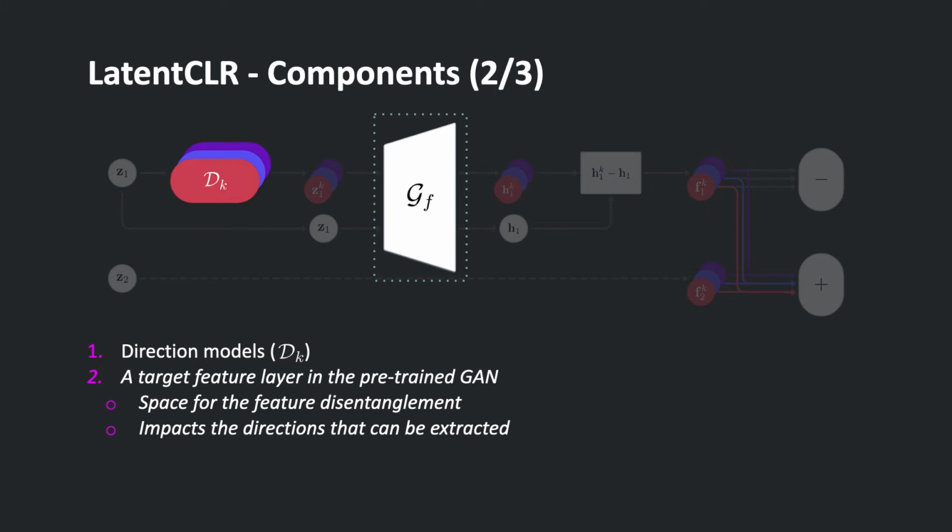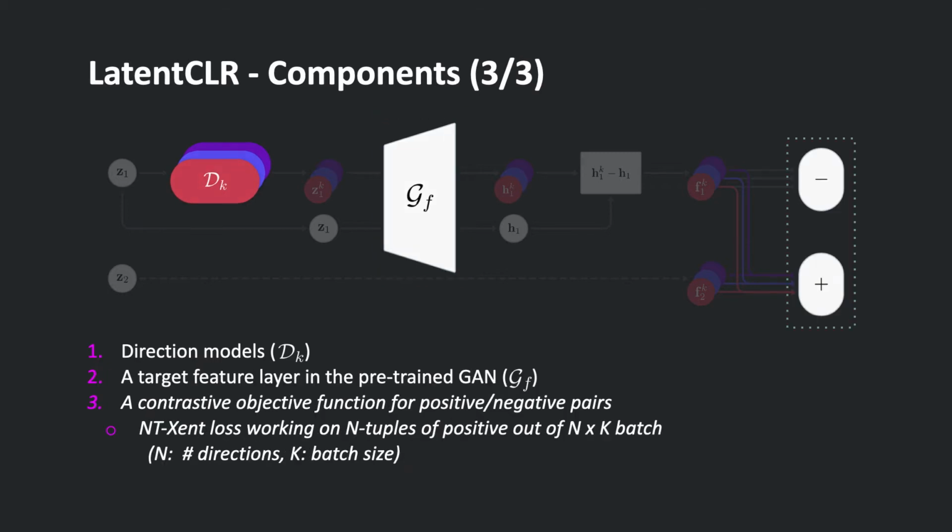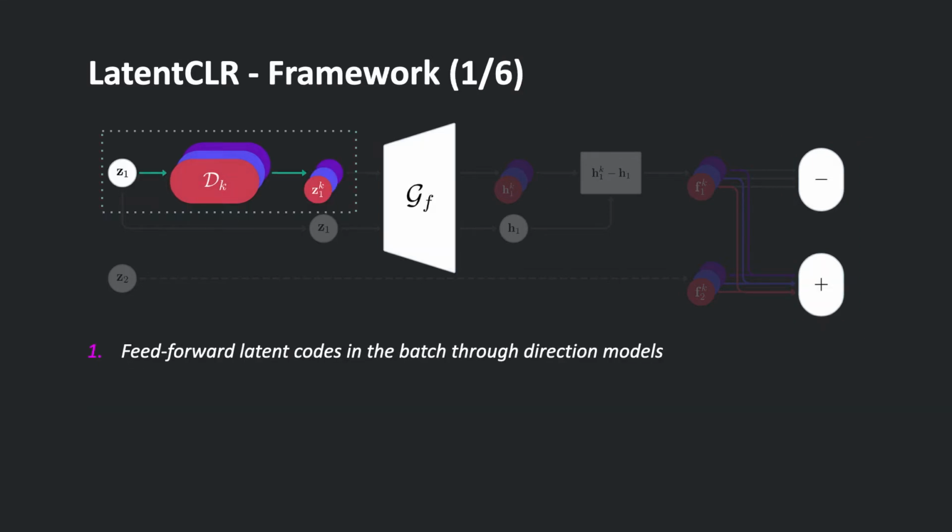Second is the pre-trained GAN and a selected target feature layer in this GAN. This feature layer is used to disentangle directions proposed by the direction models. Third component is the contrastive loss function based on the normalized temperature-scaled cross-entropy loss. It uses an inner product as similarity measure, but works on n-tuples of positive samples instead of doublet of positive samples. Given these components, LatentCLR works as follows.